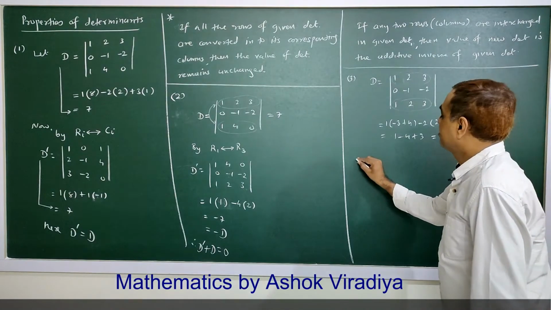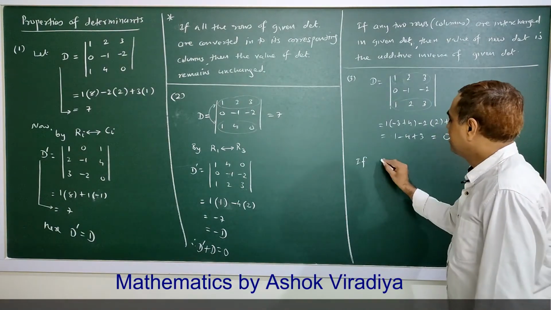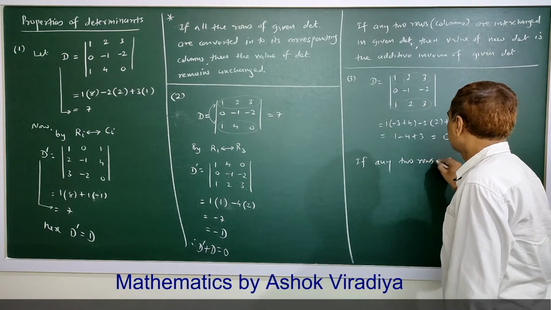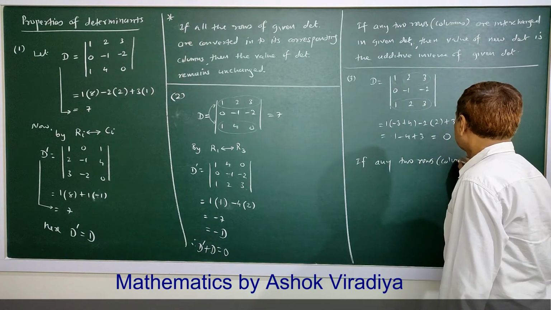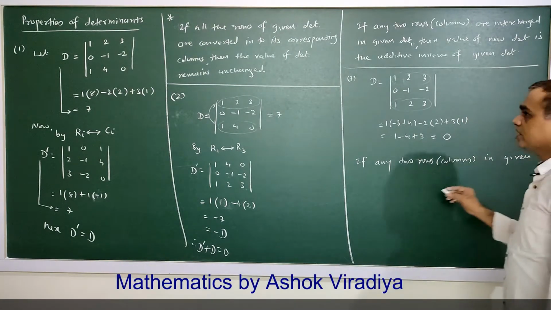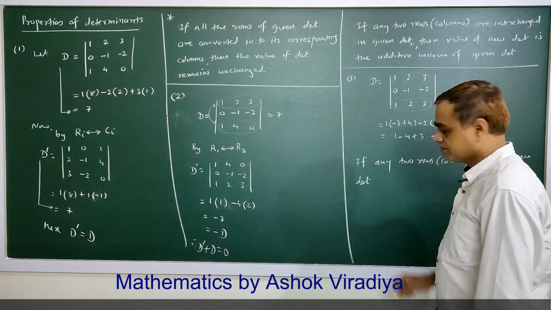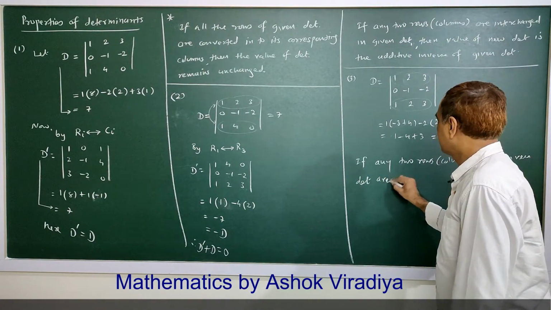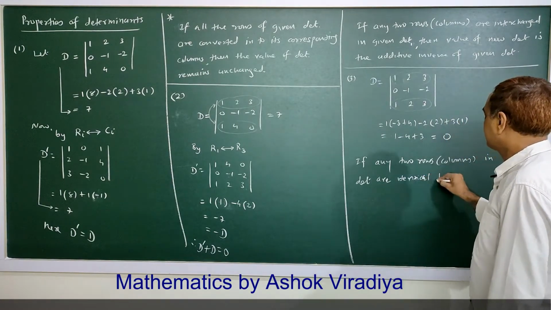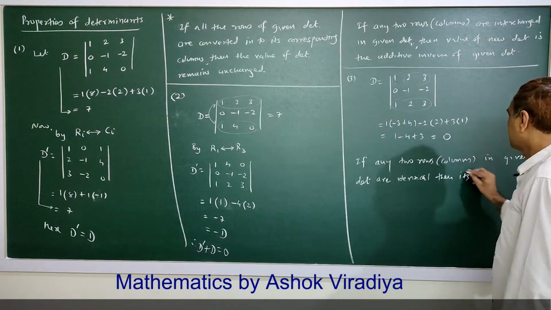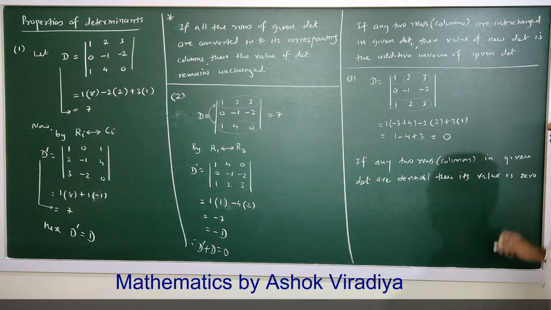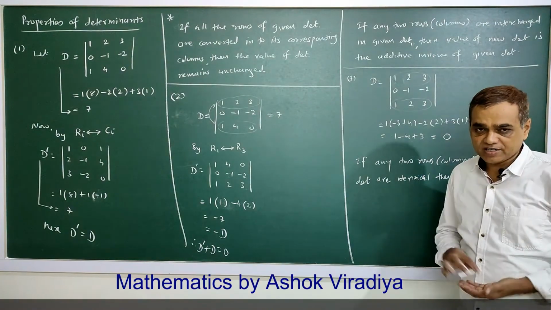So the rule is, if any two rows or columns of a given determinant are identical, then its value is 0. So that is the third property.